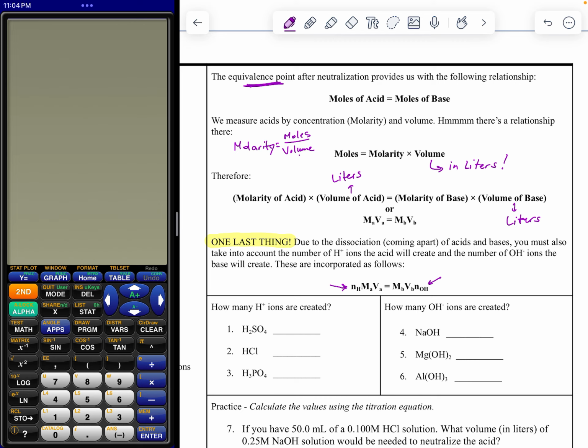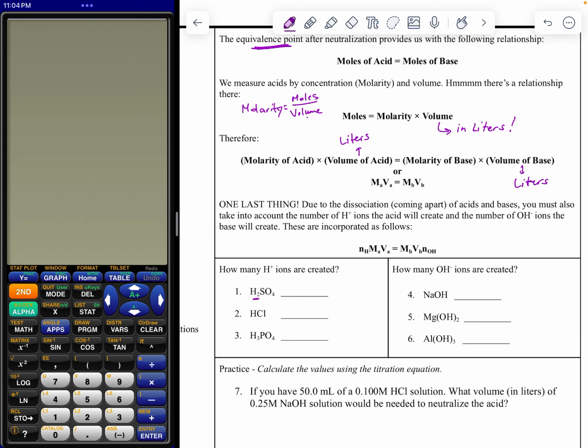They're going to create the number of ions that they are made up of, right? And that's the idea behind that. So we're actually able to grab that value there and then figure out what that N value is.